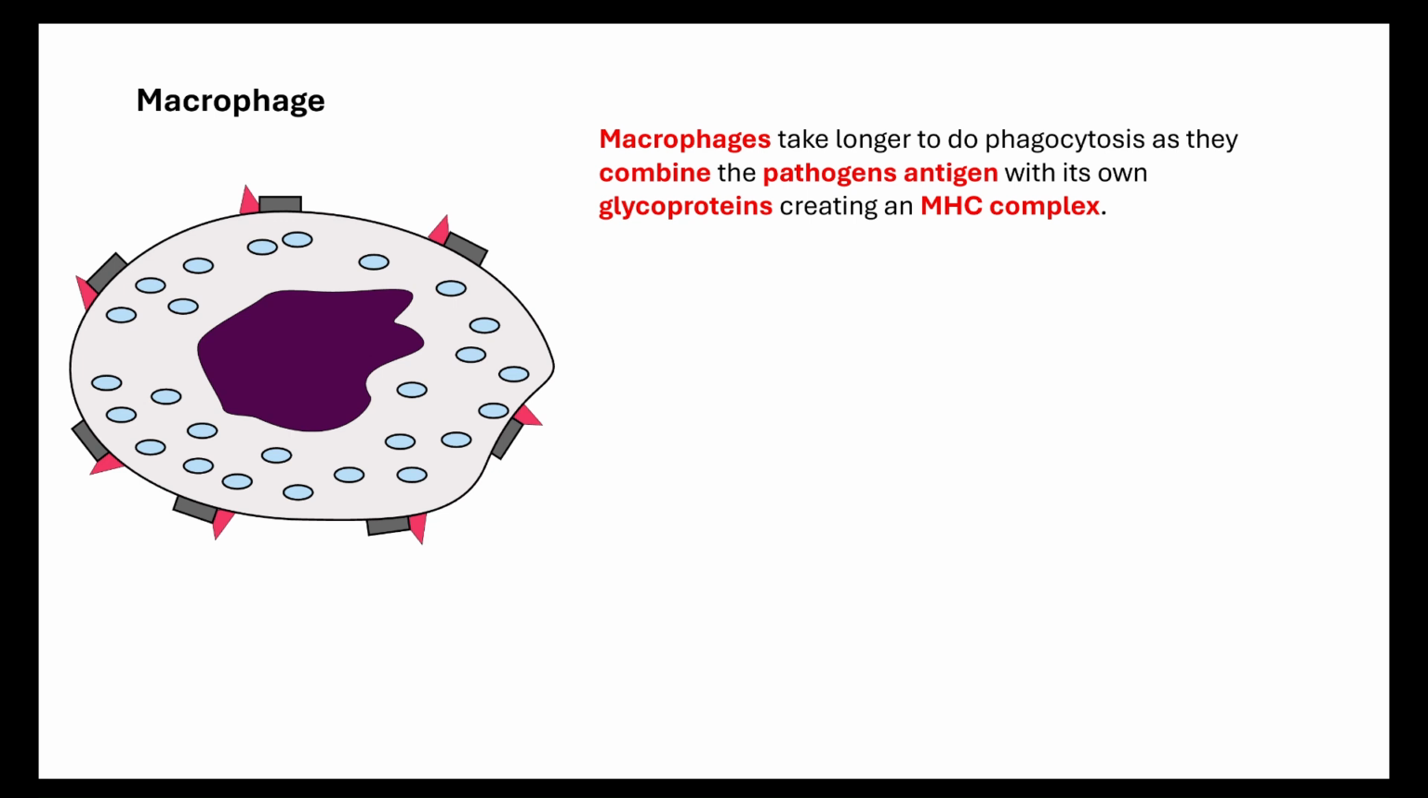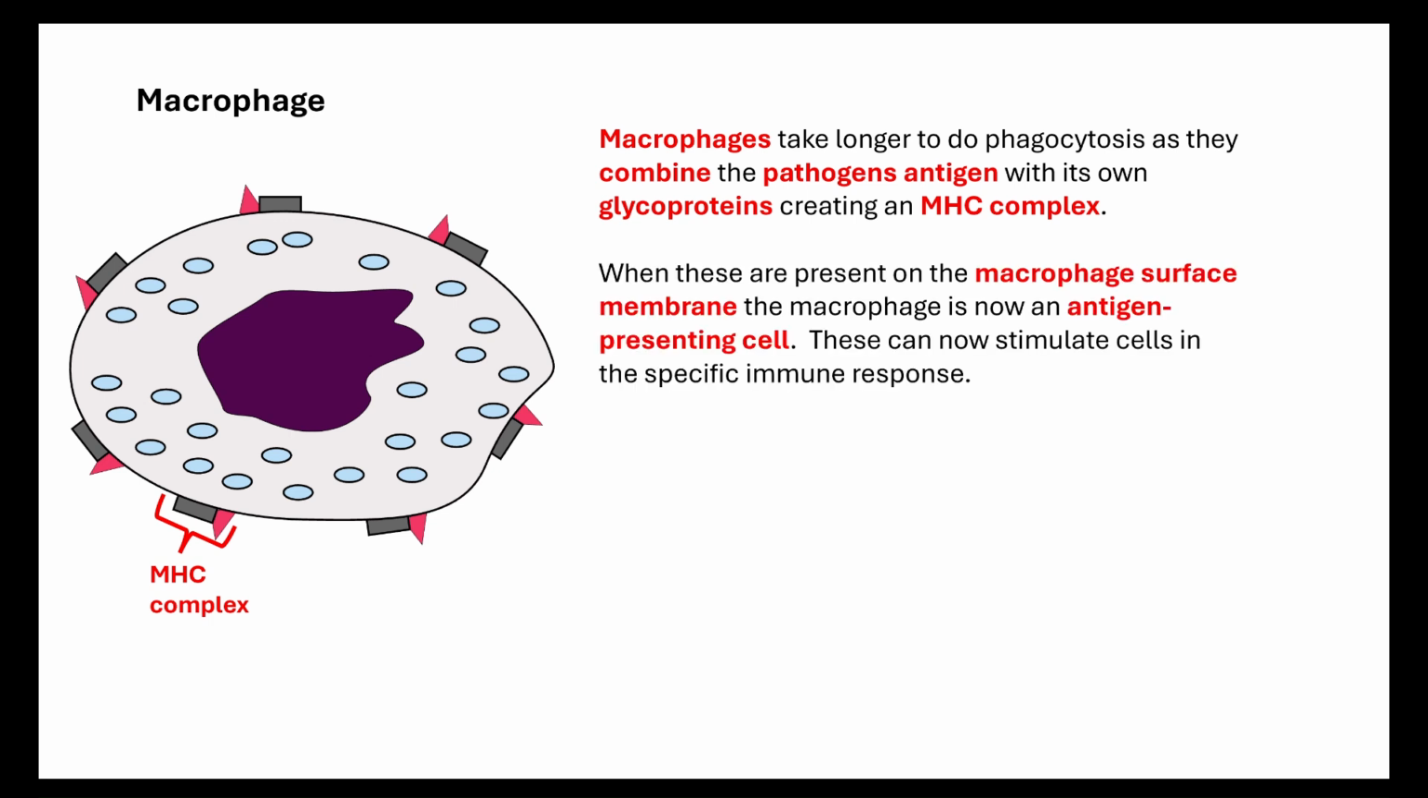pathogen, specifically, they will take the pathogen's antigen, and they will combine it with its own glycoproteins. And what the macrophage will then do is it will create what's known as an MHC complex. Now that MHC complex will then be presented on the macrophage's surface membrane. Now this macrophage is now going to be called an antigen presenting cell. And that antigen presenting cell can now stimulate cells in this specific immune response.